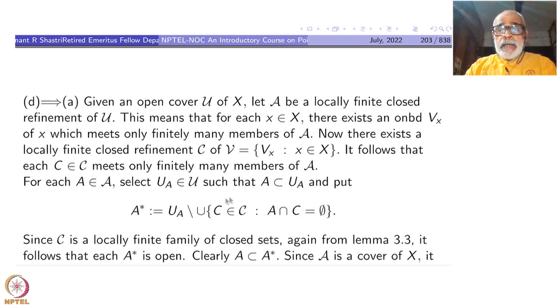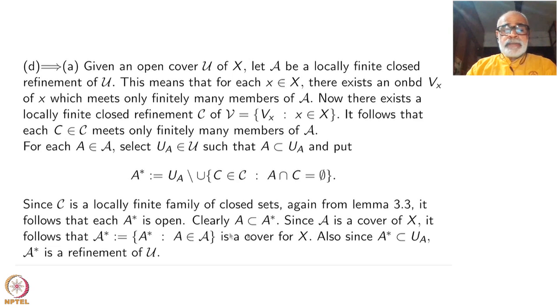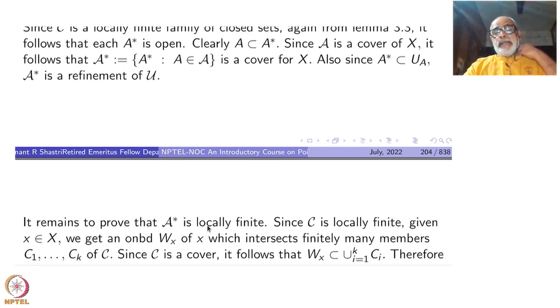Since this is a locally finite family and they are closed, the arbitrary union of such closed sets is closed. This again uses lemma 3.3. So UA minus this set is an open subset. So each A star is a fattening of A to an open subset. Moreover, they are inside UA. That means they are refinements of U. This family A star, as A belongs to curly A, is a cover for X, because A is a cover for X, and it is a refinement of U. So there is a lot of hope with this family. In fact, we will show that A star is locally finite also, and that will complete the proof that D implies A.